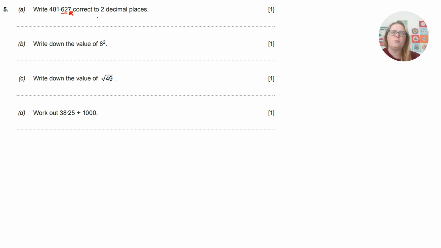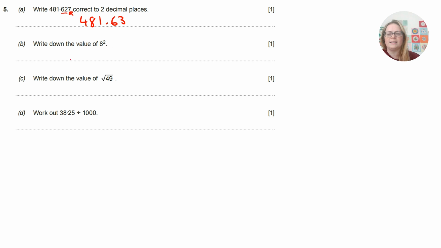So with the number 7, we know it's greater than 5. Any number that's greater than 5 means that we round up. So where we have 62 before, it's now becoming 63. But how we state this is 481.63. So we say them as separate numbers.